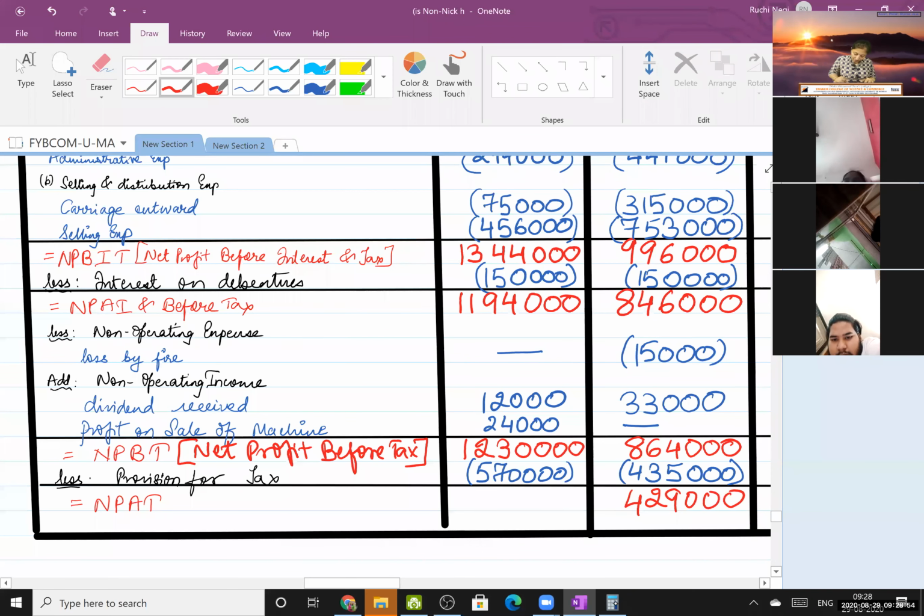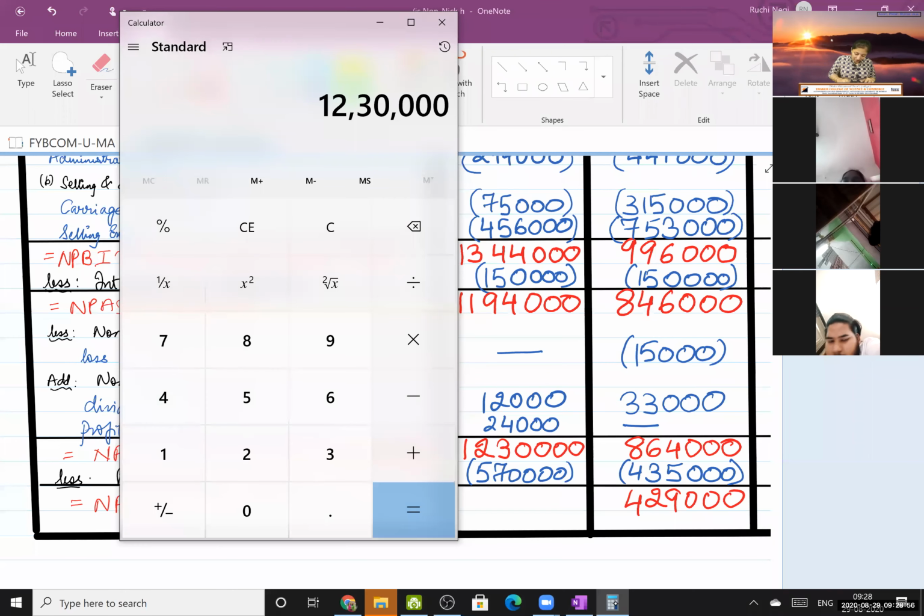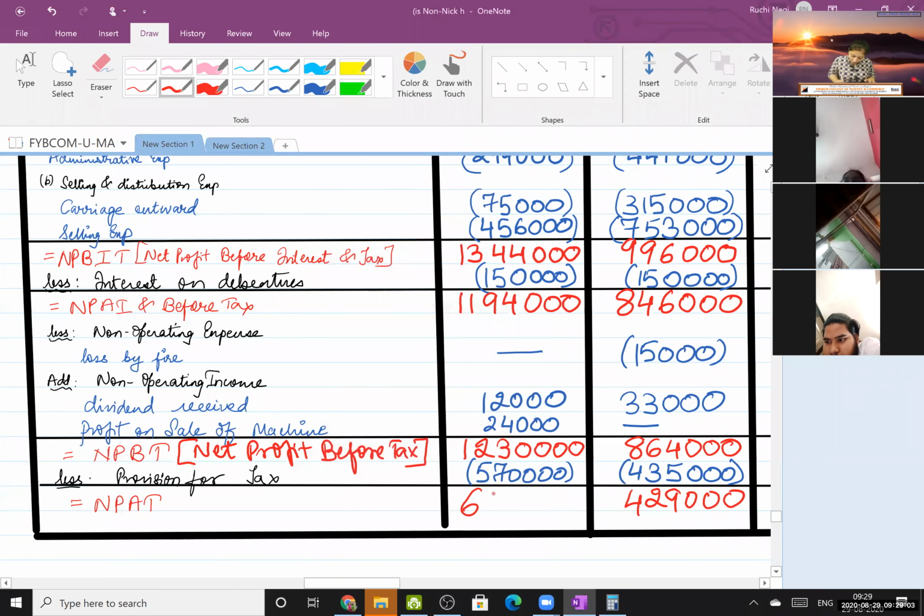Next, 12,30 minus 5,70. So 6,60. Okay, so this is net profit after tax, NPAT, net profit after tax.